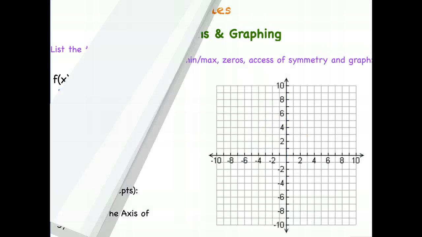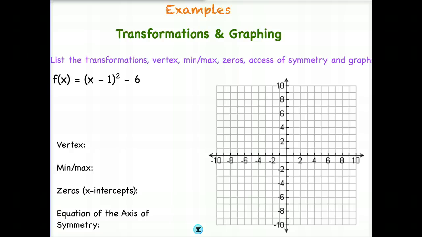All right, let's try another example or two. In this one, we have some transformations. We have a -1 here, so we know that we are going to, hopefully you are saying, shift right and not left. So we have a shift right of 1. We also have a -6 on the end, which is a shift down of 6.